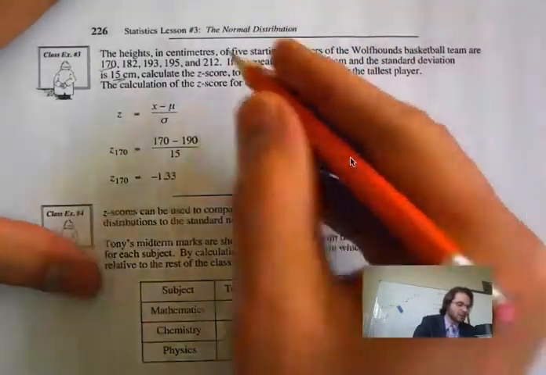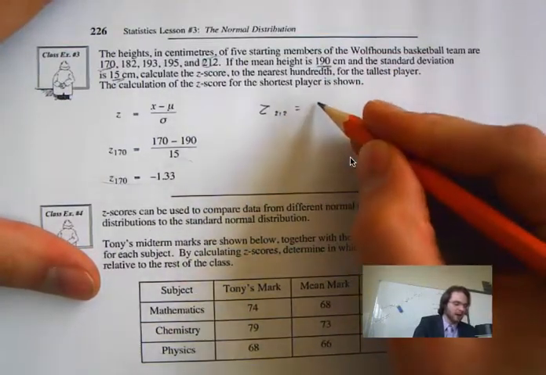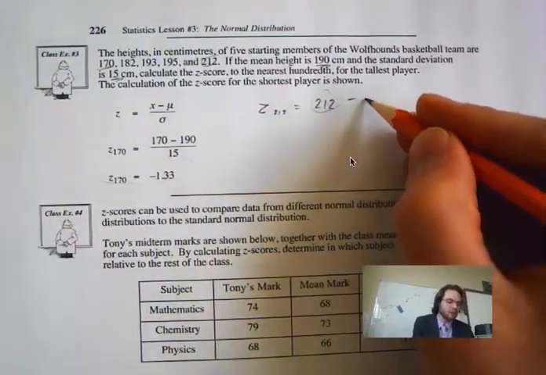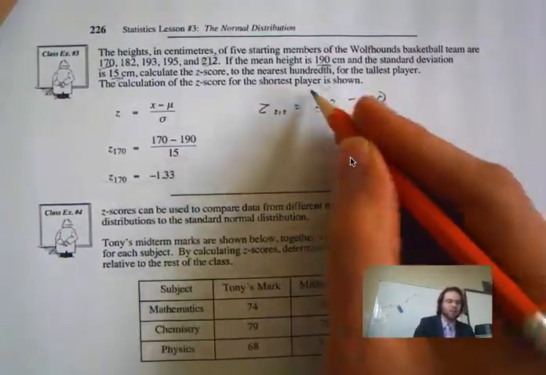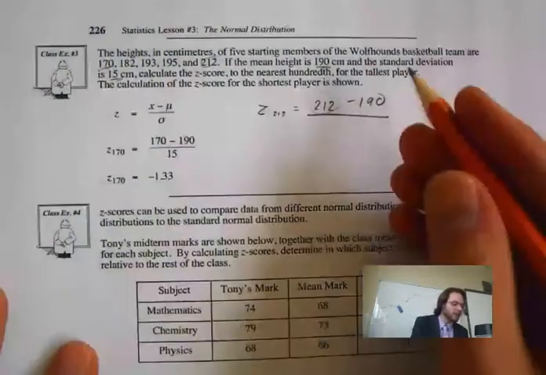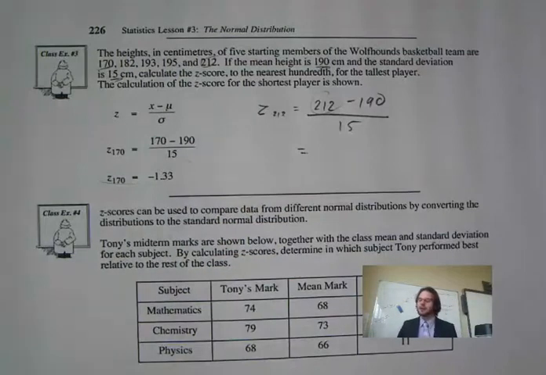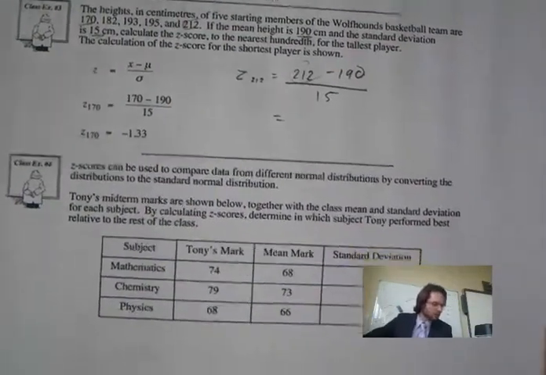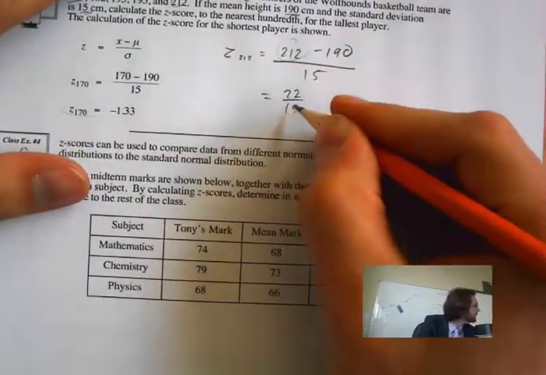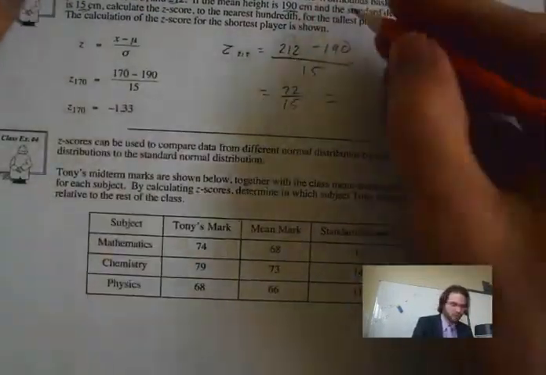So the z-score of the tallest player is going to be x, which is 212, the player we want, subtract the mean, which is 190, or the data point we want to know how it's related to the rest, which is 190, and then we have to divide it by 15, the standard deviation. What does that give us? That is going to end up giving me 22 divided by 15, which is equal to 1.47.